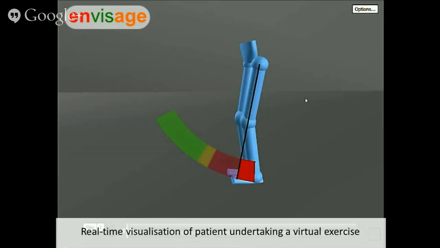Here you see an animation indicating range of flexion at the hip being generated, and the green zone indicates where we want the patient to be able to get to.